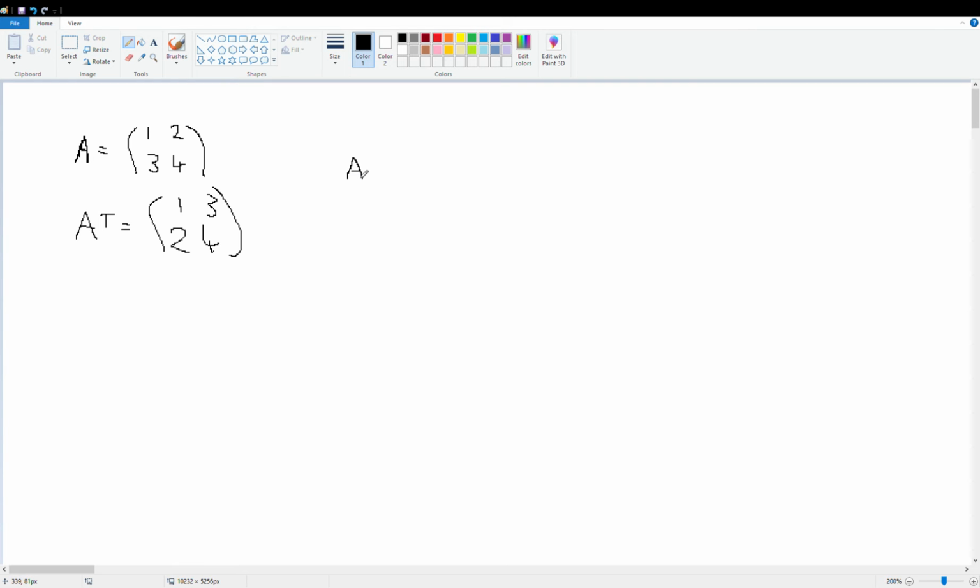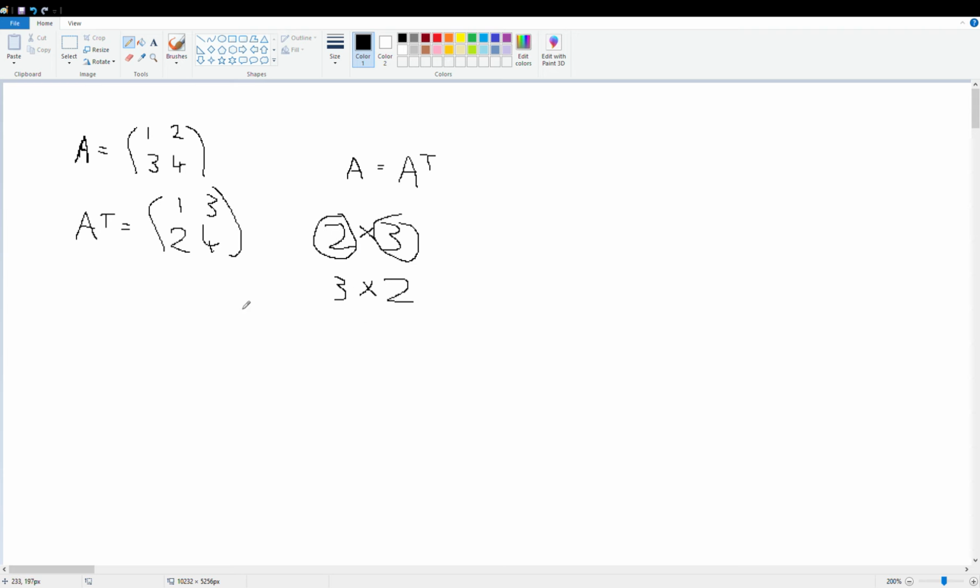Now, what's a symmetric matrix? A symmetric matrix is one that's equal to its transpose. So if A is equal to A transpose, A can be termed symmetric. The first thing to note here is that to be symmetric, a matrix must be square. Because if a matrix has 2 rows and 3 columns, its transpose will have 3 rows and 2 columns. So if the number of rows and columns are not equal, the transpose will not even be the same dimensions as the original matrix, and the matrix cannot be symmetric.